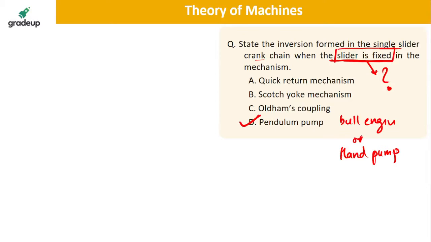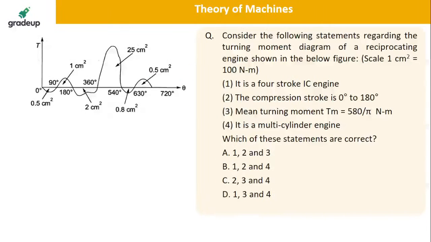Okay. Very good. Quick return we are getting when we are having the connecting rod fixed, the slotted bar quick return motion mechanism. Scotch yoke is in a double slider, Oldham's coupling also in the double slider. Next, let's proceed for the next question. Exactly. Very good, Ramesh. Okay, next question.